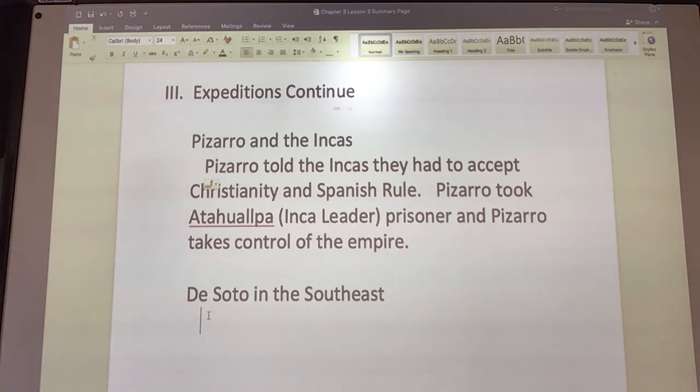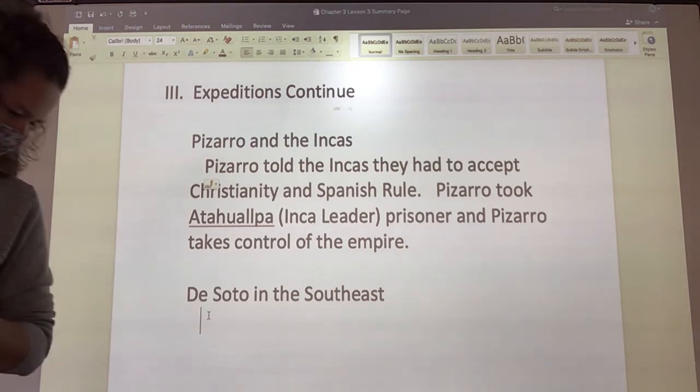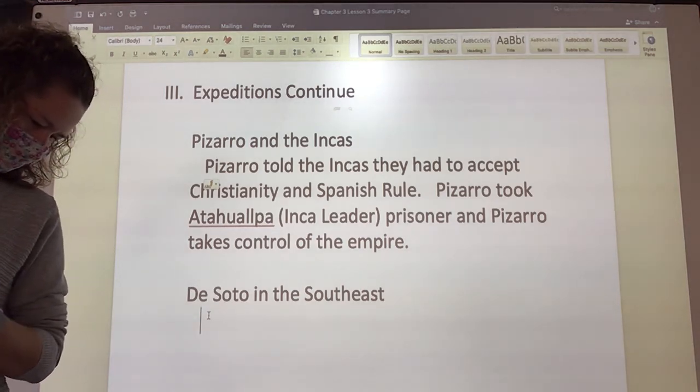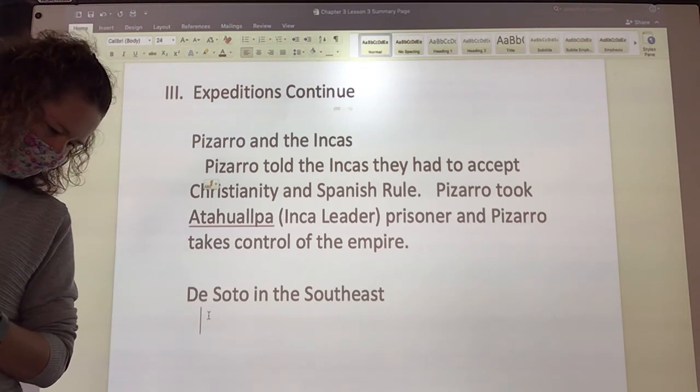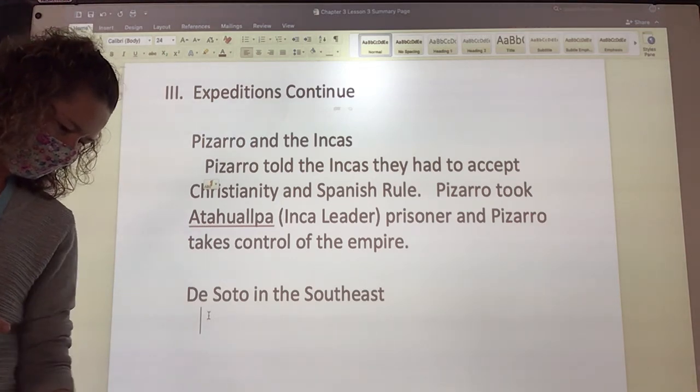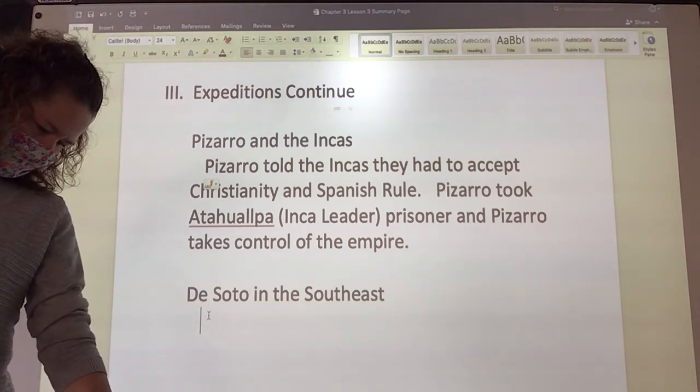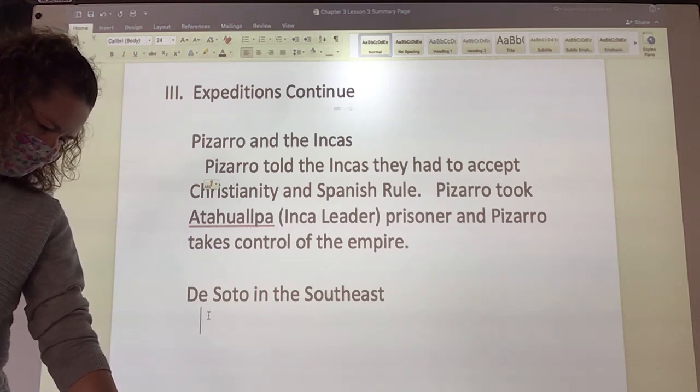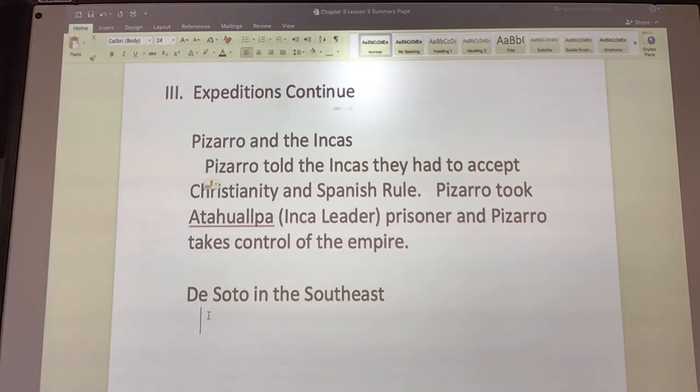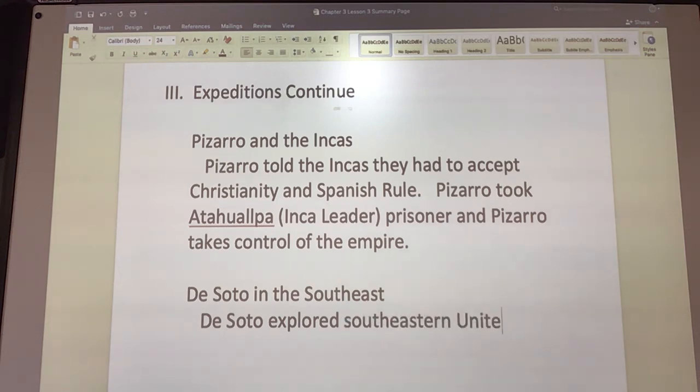What did he do? Kenny? He explored the southeastern United States. Okay, so he did the southern part of the United States, right? He explored the southeastern United States. Kind of explored that area. Explored southeastern United States.